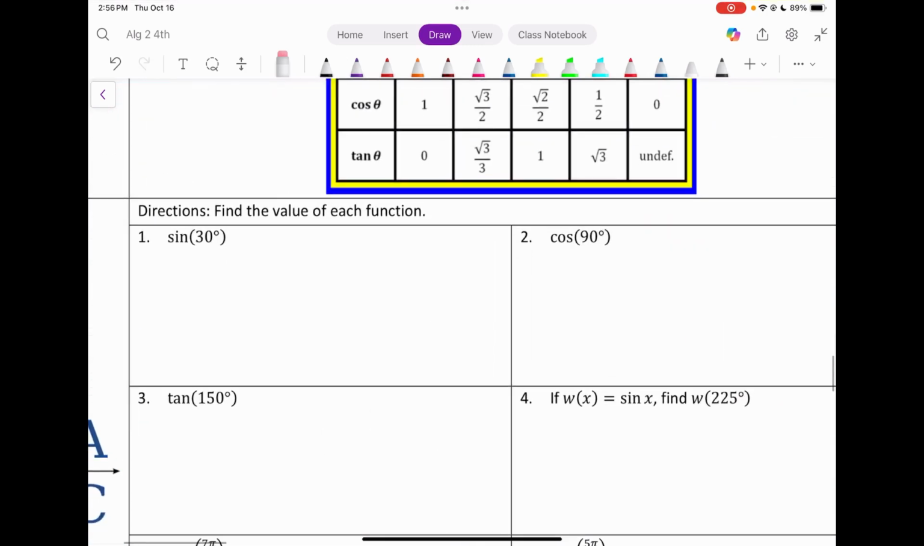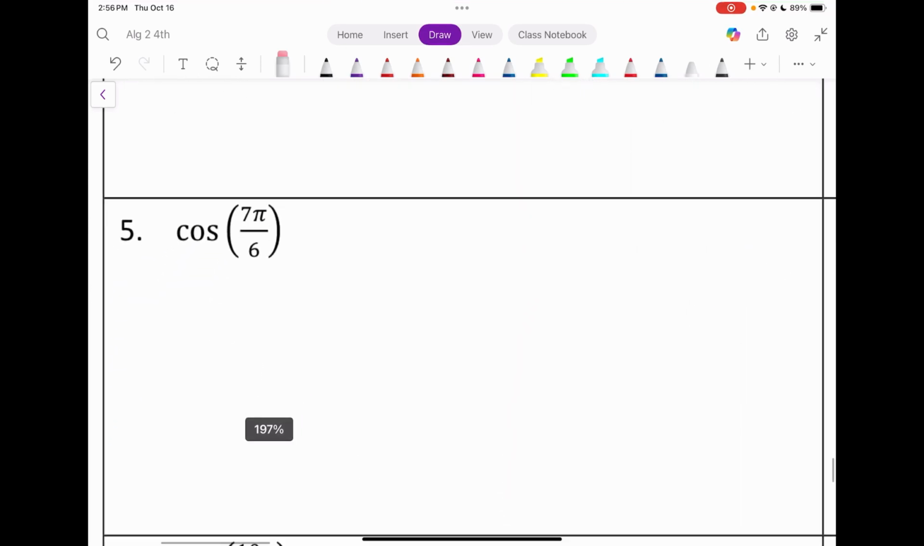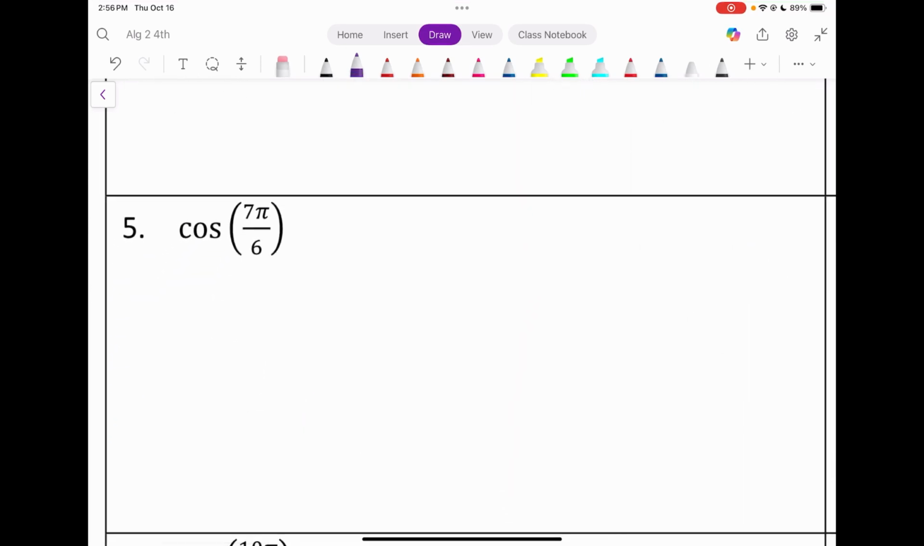If I were to ask you for a different quadrant, let's do maybe the cosine of 7 pi over 6. Notice it's also in radian measure. I've got to plug in 180 for pi. Dividing 180 by 6 gives me 30. Multiply it by 7, that's the cosine of 210 degrees.